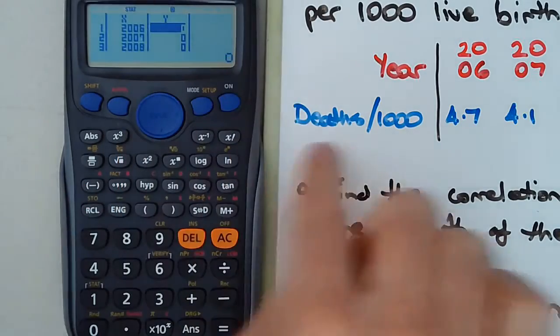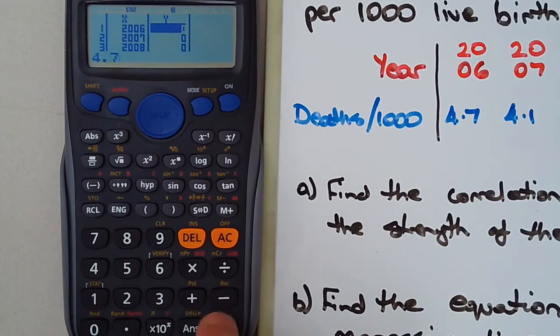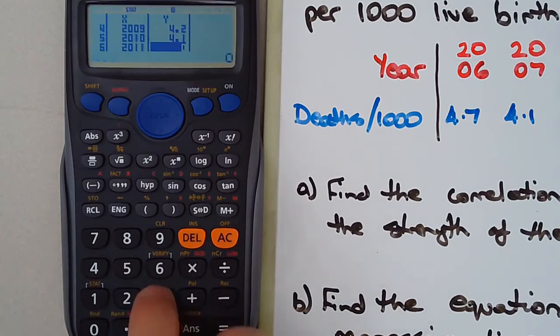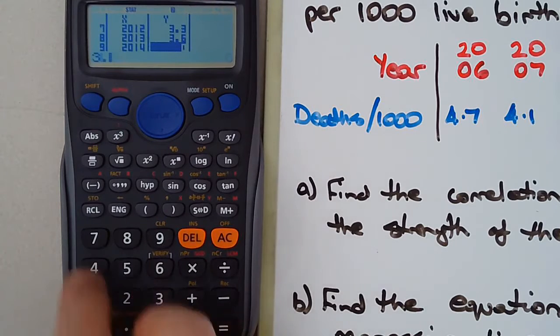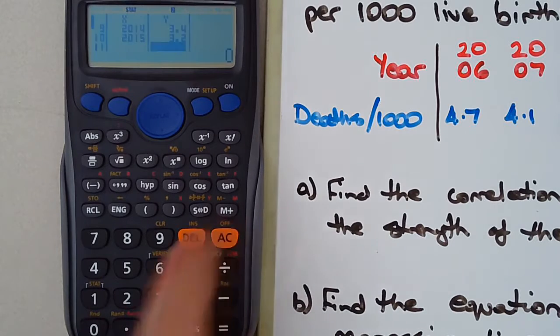Let's enter in now the numbers in blue. So 4.7, 4.1, 4.1, 4.2, 4.1, 3.8, 3.3, 3.6, 3.4, and 3.2. Now press AC.